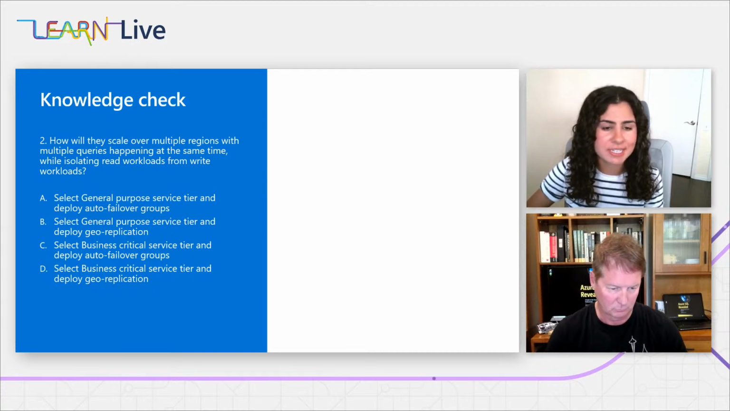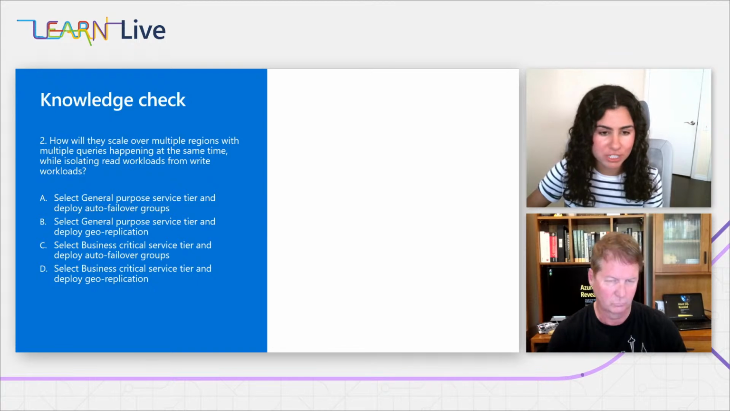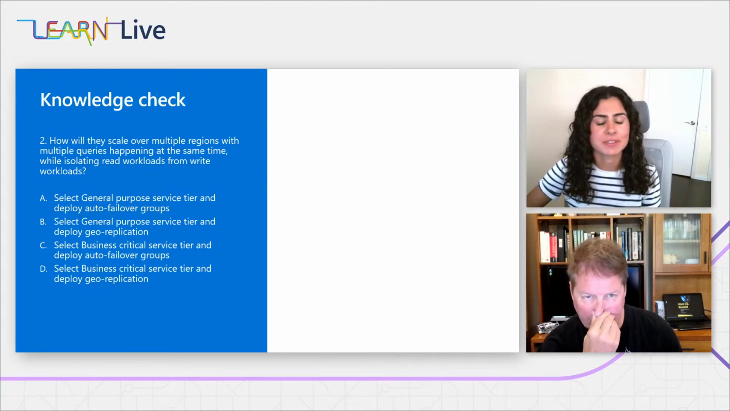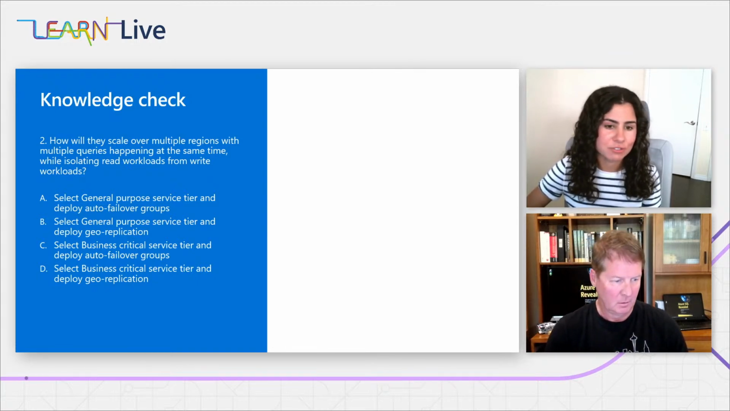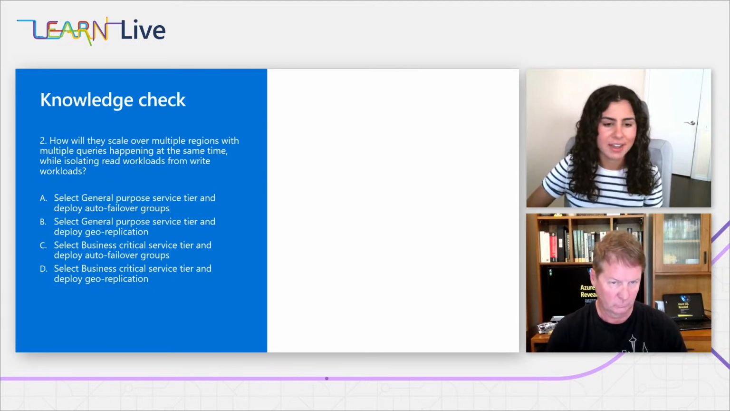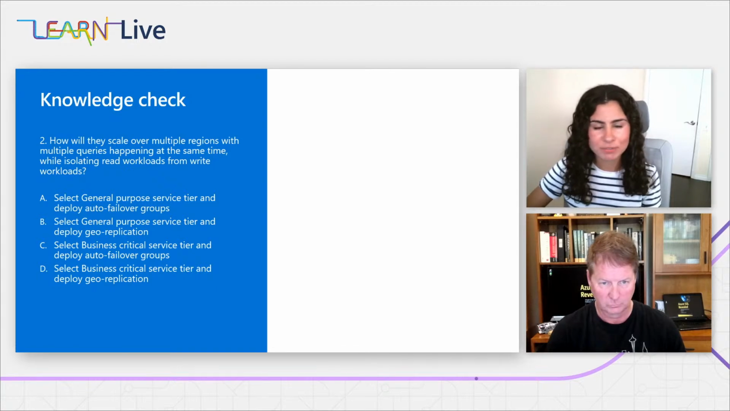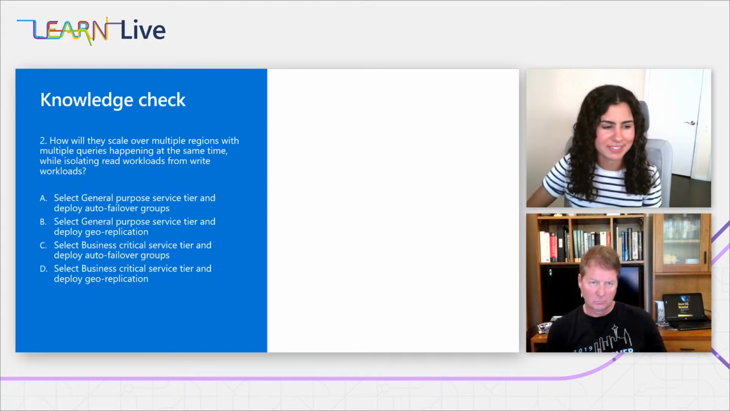But this question is, how will they scale over multiple regions with multiple queries happening at the same time while isolating read workloads from write workloads? This one's a little bit tricky. Bob, do you have any tips for people who haven't quite answered yet?